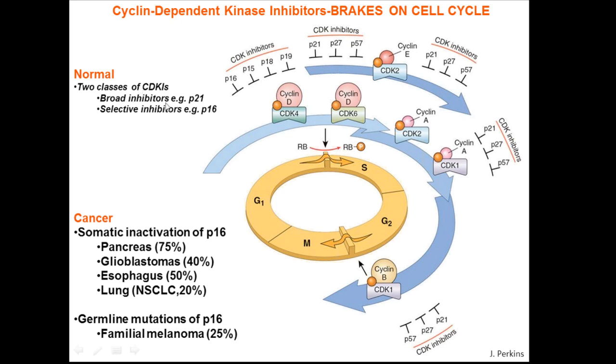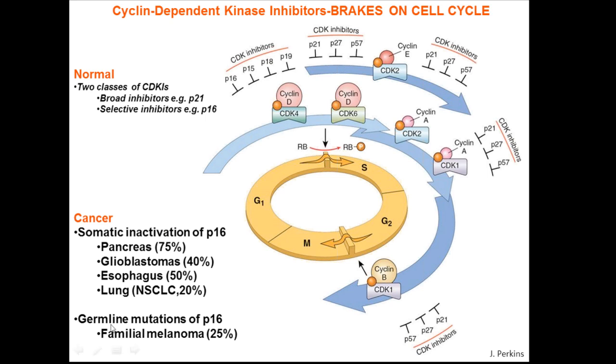Now, there are two classes of cyclin-dependent kinase inhibitors. One is called broad inhibitors. For example, P21 can inhibit all these cyclins: cyclin B, cyclin A, and cyclin D. Then there are selective inhibitors. For example, P16. P16 is inhibiting only cyclin D. Nowhere else do you see P16. But anyway, that's their physiological function.